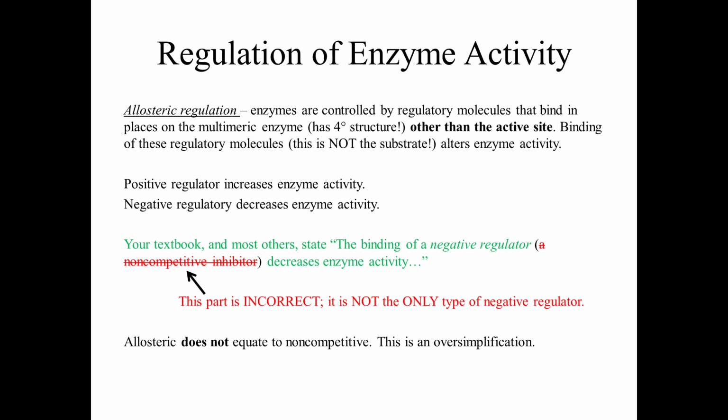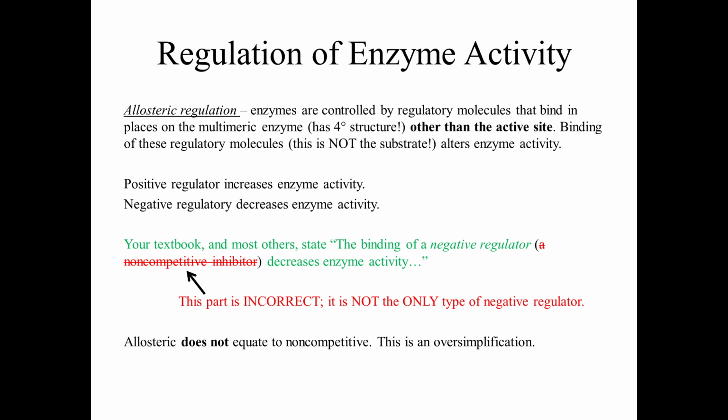We could have a molecule, which may or may not be an inhibitor, bind somewhere else on the enzyme. That's called an allosteric site. Allosteric literally means other place. So somewhere else other than the active site, something binds. And when it binds, it may make the enzyme work better. We call that a positive regulator. Or it may make it work not so well. That's a negative regulator. So another name for a positive regulator is an activator, and another name for a negative regulator is an inhibitor.